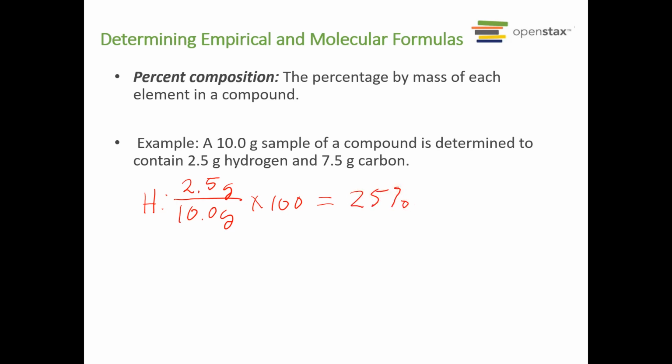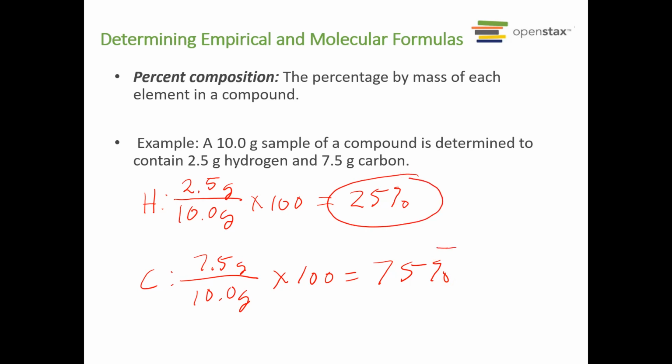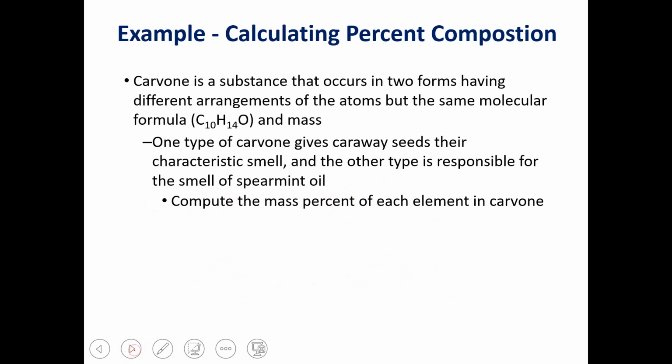If I do the same thing for carbon, there's 7.5 grams of carbon per 10 grams of the sample. So if we take 7.5, divide that by 10, and multiply by 100, we come out with 75%. So this compound has a percent composition that is 25% hydrogen and 75% carbon. Let's work out a couple more examples here.